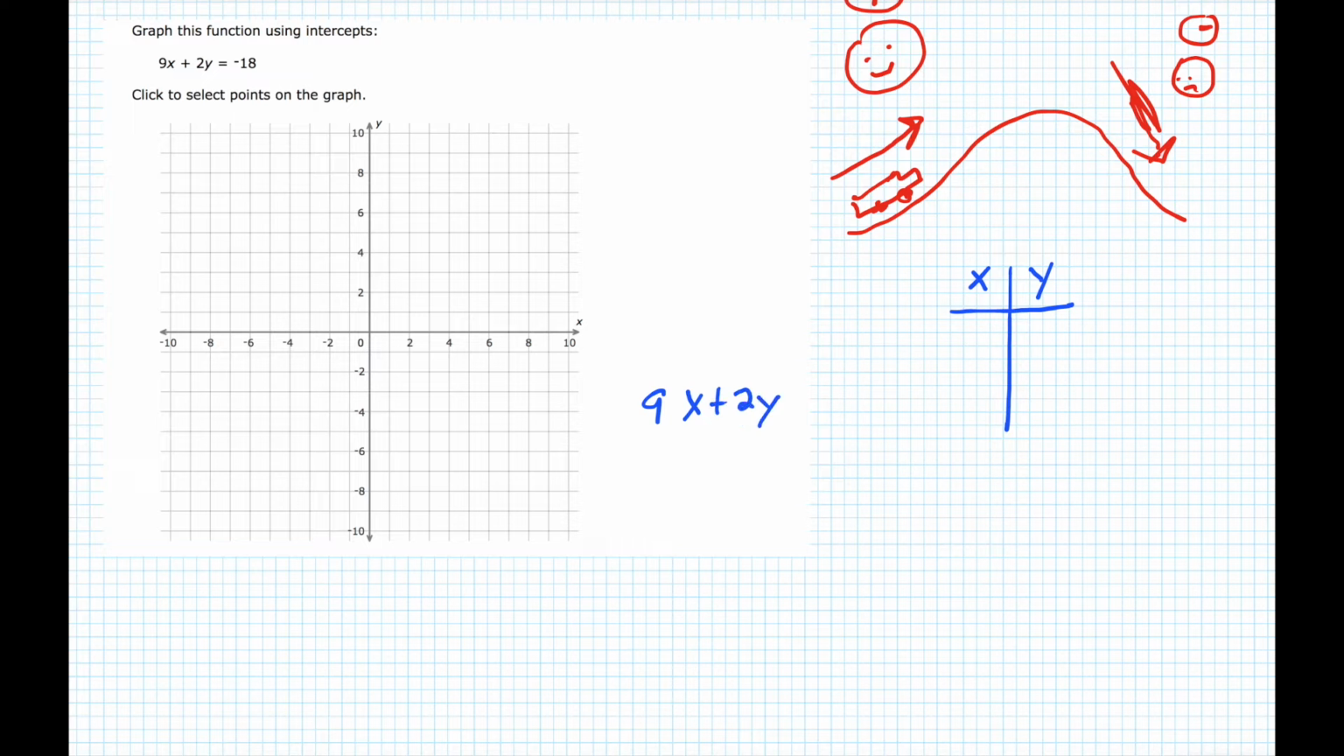9x plus 2y equals negative 18. Okay, and are you doing it like this? Not like that, like this. And on both sides like this. Both sides, not just on one side. Do both sides. You've got to maintain equality.